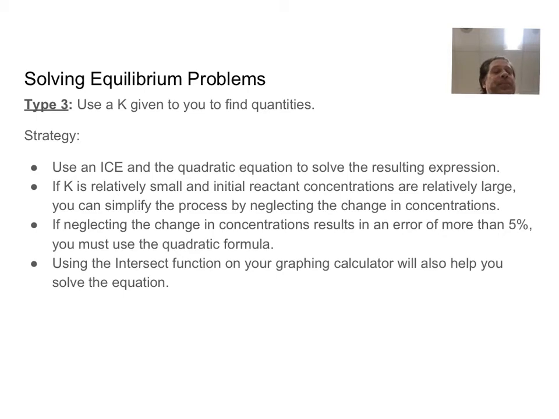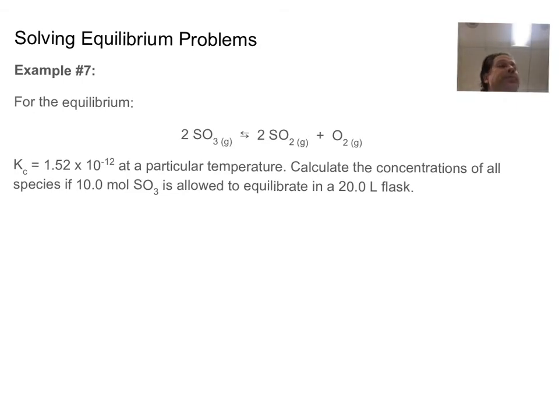So we're going to walk through two different types of problems, and we'll figure out both of them using the ICE table. One will use just an ICE table and we'll neglect the concentration change, and one will have to use the quadratic equation. So with number 7, we are told that the equation is sulfur trioxide decomposing into sulfur dioxide and oxygen. We are given a Kc value, and we have to determine the concentrations of all the species if we start with 10 moles of SO3 in a 20-liter flask.